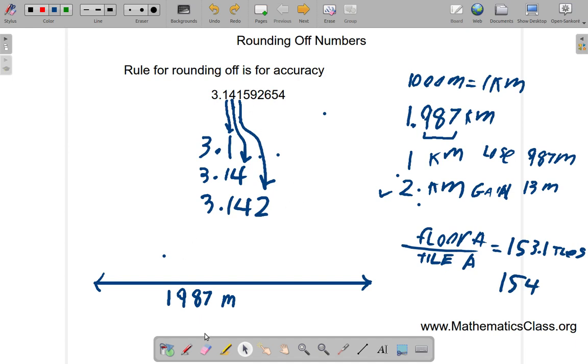All right, so later on we'll look at rounding off to a certain number of decimal places, and then after that, writing a number to a certain number of significant figures.